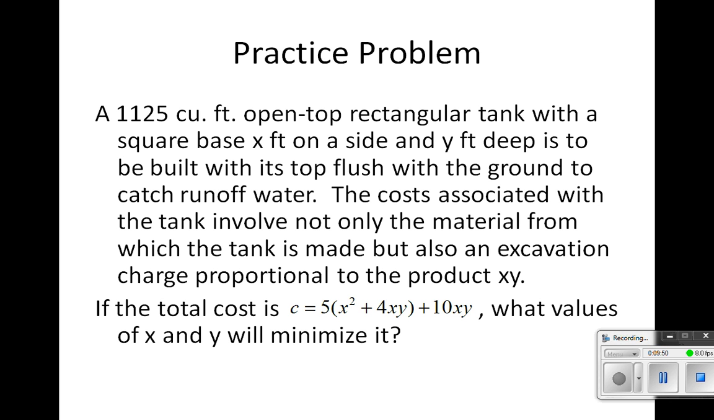Okay, so here's our practice problem. This one's straight from the book. I think it was number 12 or something like that. So feel free to give it a try, and then when you're all set, play, and I will show you the answers.